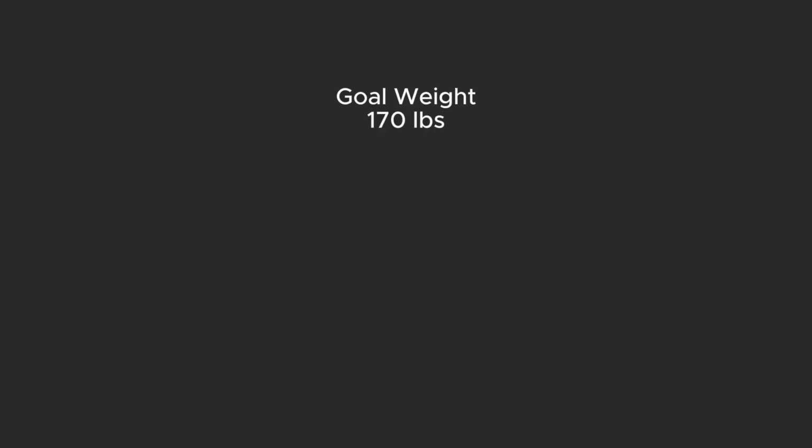So step 1 is do that calculation and then stick to that calories per day, and that creates a calorie deficit. Step 2 is take your goal weight again in pounds, and you should be eating that many grams of protein per day. So again, our goal weight was 170 pounds. That means we should be eating 170 grams of protein per day.